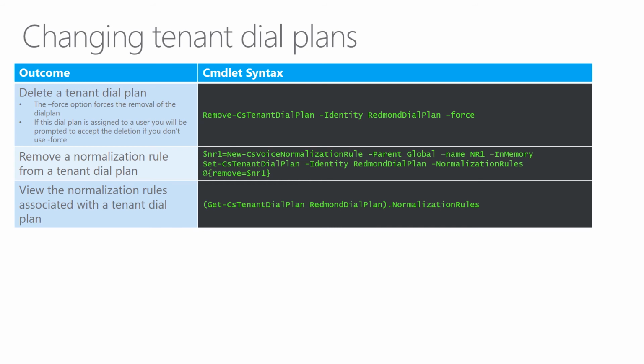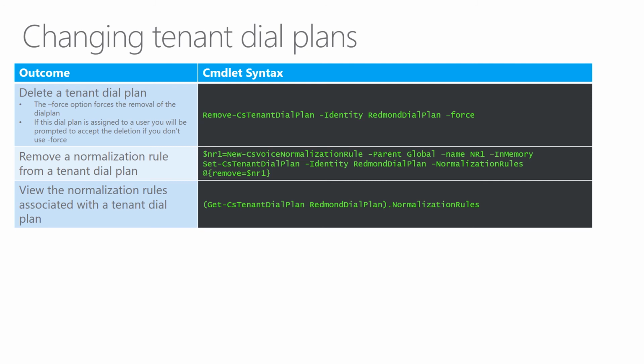If perhaps you wanted to remove a normalization rule from a tenant dial plan, you create a normalization rule in memory with the same name as the normalization rule that you want to remove from the dial plan, and then you run the commandlet Set-CsTenantDialPlan, specifying the identity of the dial plan and passing it the NormalizationRules parameter, in which case you would then remove the variable $NR1, which we created in the first line. This is essentially the opposite of what we do when we add a normalization rule, where we're saying add a normalization rule that we've created in memory.